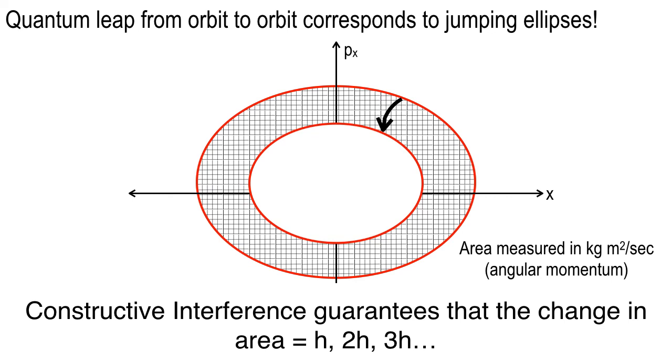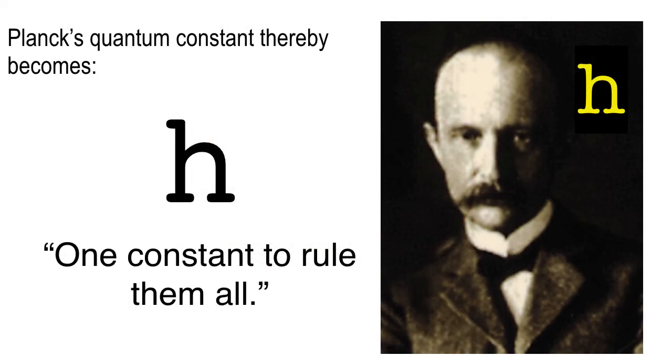But we should just say that electrons behaving like waves guarantees that jumping ellipses decreases the area by h, if you stick with de Broglie's hypothesis. And so that is why, as I always say, Planck's constant, the one constant to rule them all. It is in every quantum transition, every photon of light emitted, every bonding of sodium to chlorine to form table salt, all the things in the periodic table. It's all controlled by h.